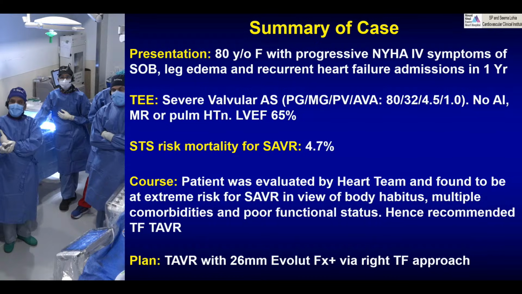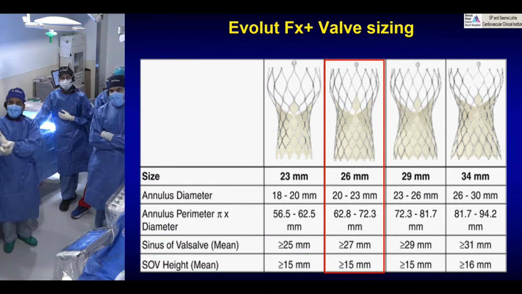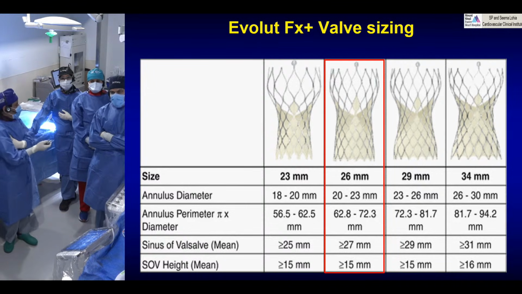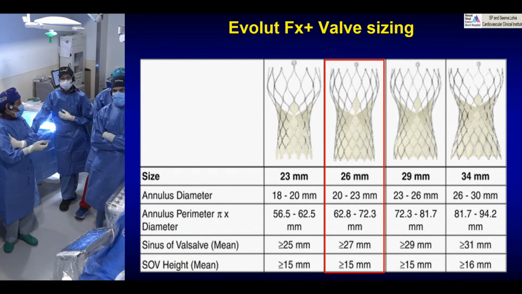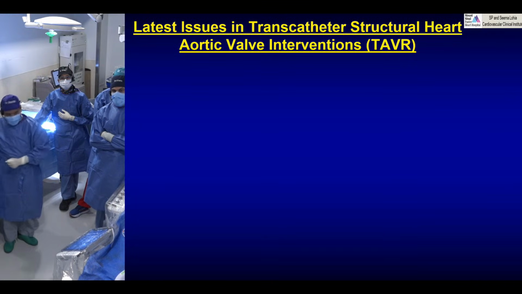So this basically is the patient. Although STS risk mortality is 4.7, the patient was evaluated by the heart team and found to be at extreme risk in view of body habitus, multiple comorbidities, and poor functional status. That's why the patient is recommended for the 26 millimeter Evolut, and as you mentioned, all the points of the sinus of Valsalva, the perimeter, annular diameter fit the 26 millimeter. Anu, anything we want to add? Okay. All right, so let's go through what you have done so far.